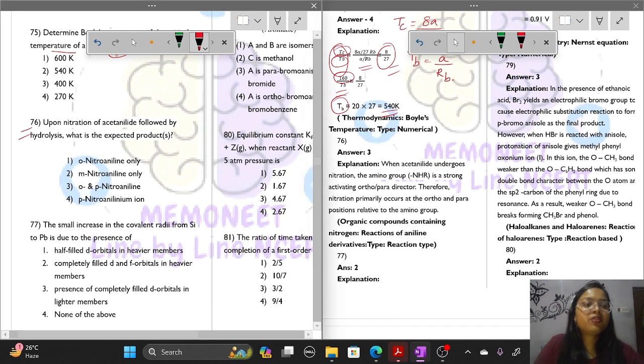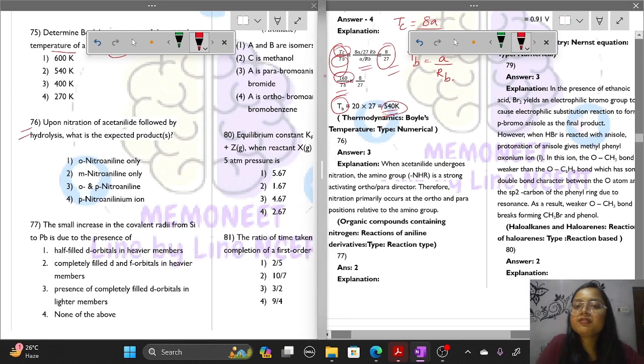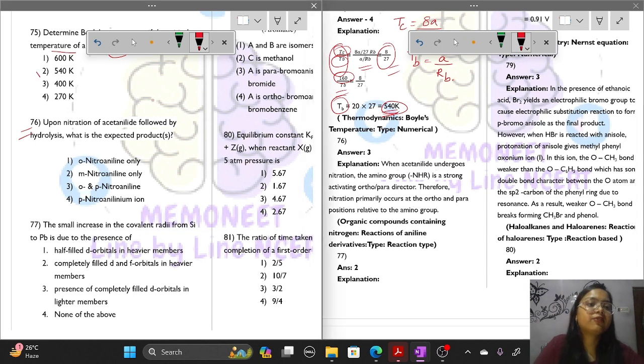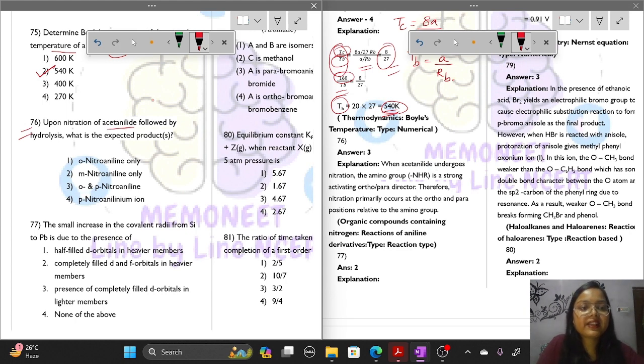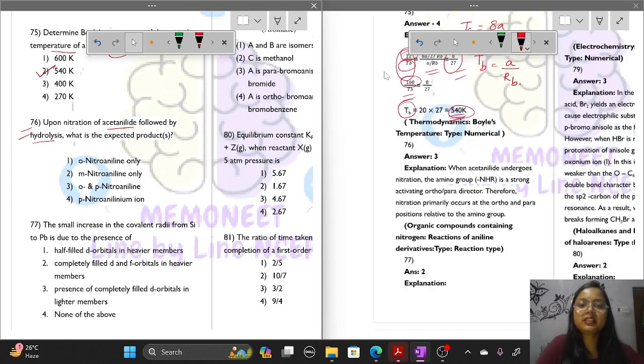Okay, so question number 76. Yeah, I have discussed now why 540 Kelvin is the answer. 540, which is option number 2. Question number 76. Upon nitration of acetanilide followed by hydrolysis, what is the expected product? Okay, I need to show you the reactions then.